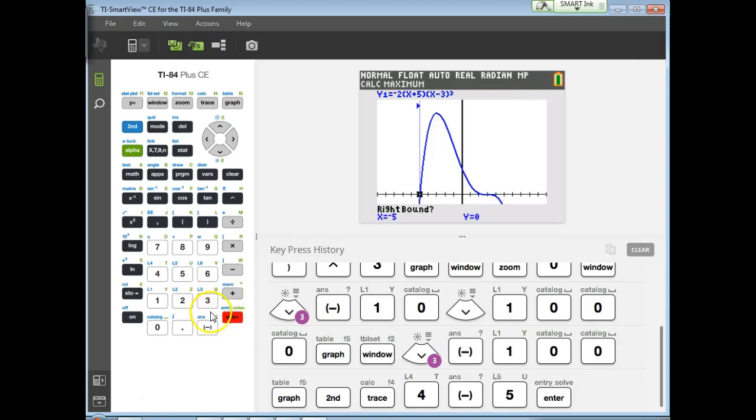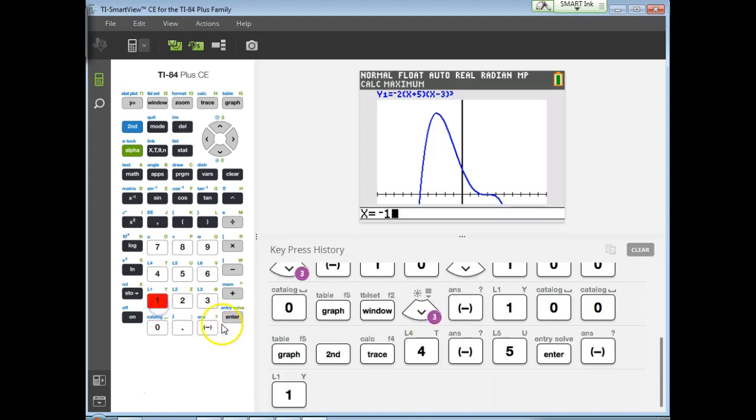Okay, and then right bound, I'm going to go to like negative 1. That would be after it. And then guess, hit enter one more time. So the ordered pair, and it does say to round to the nearest hundredth. That first x value is just going to round up to negative 3.00. And then your y value won't need any rounding.